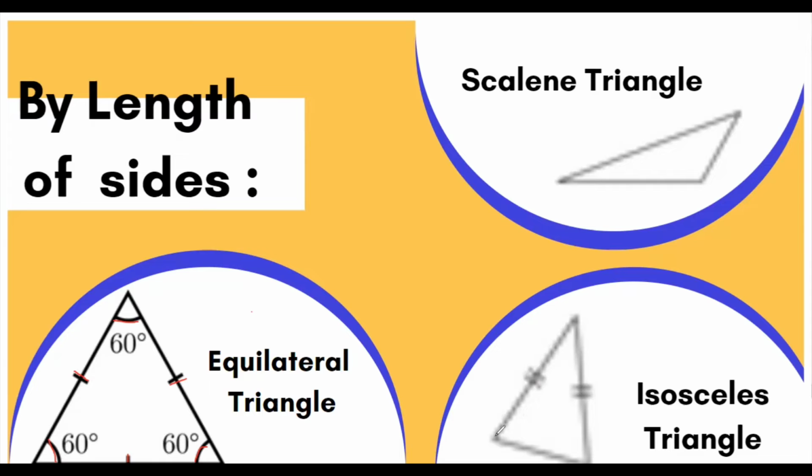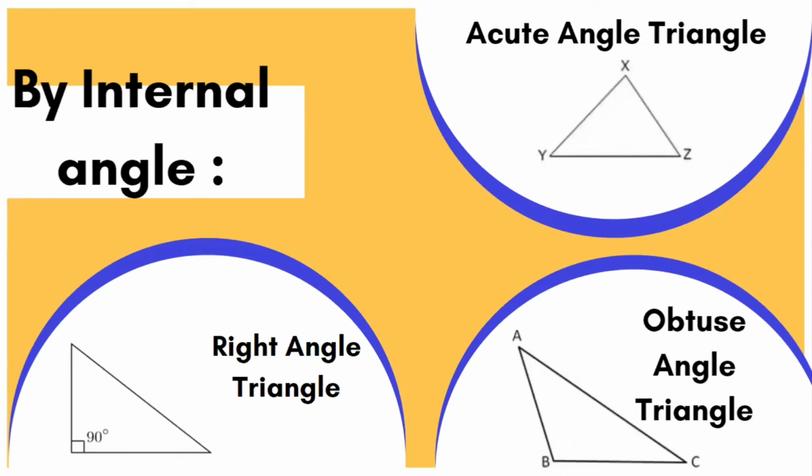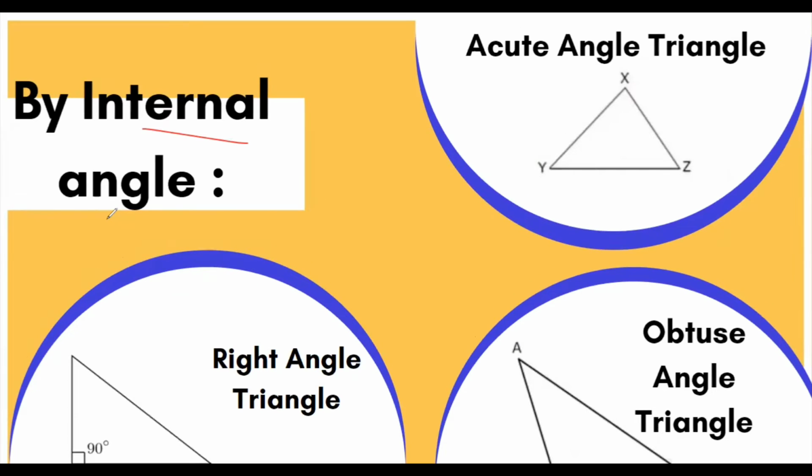Now what is an isosceles triangle? If you are not able to see this triangle, let me make one. Here two sides are of equal length, but the other side is not equal to either of them. So in an isosceles triangle, two sides are equal. In a scalene triangle, every side is of different length. Now let's move to another type of triangles, where we have classified the types by internal angle.